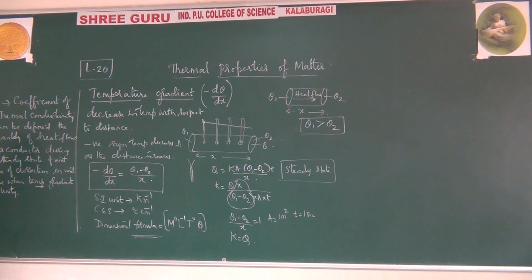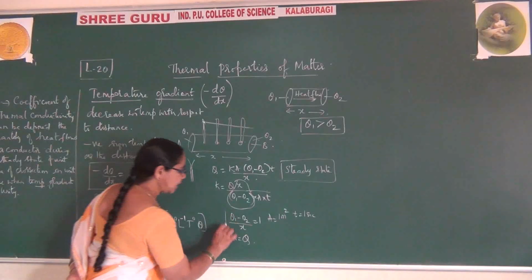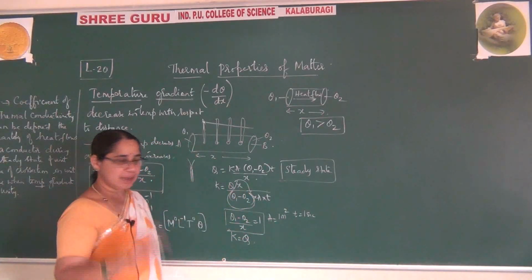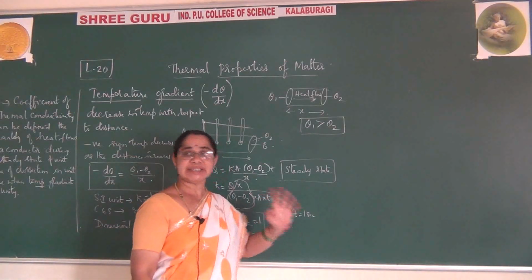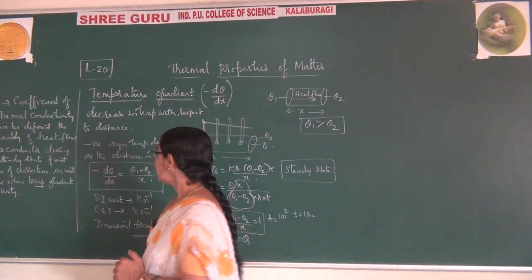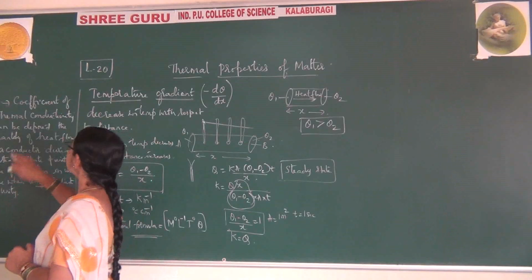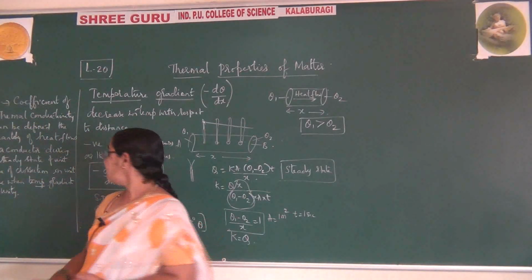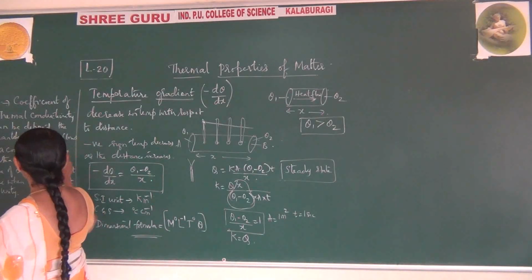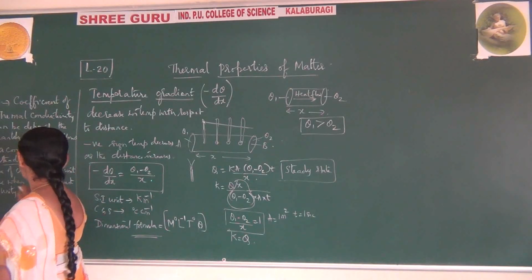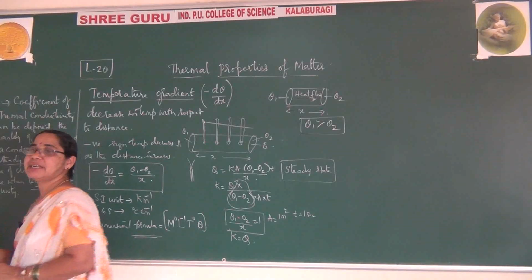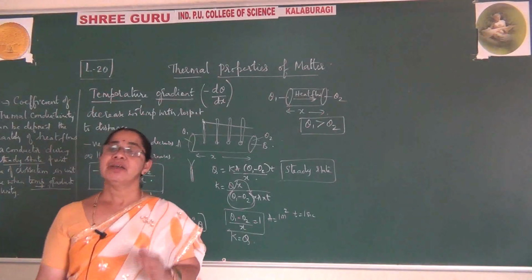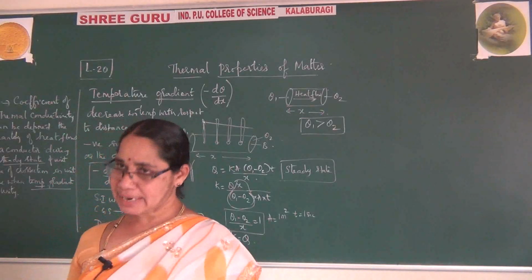So please remember, here I have taken the temperature gradient itself as unity, the area of cross section is unit area of cross section, and the time is unit seconds, unit time interval. Using all this, we are defining the thermal conductivity. You have to remember that the steady state and the temperature gradient should be mentioned in your definition compulsorily when you write the coefficient of thermal conductivity.